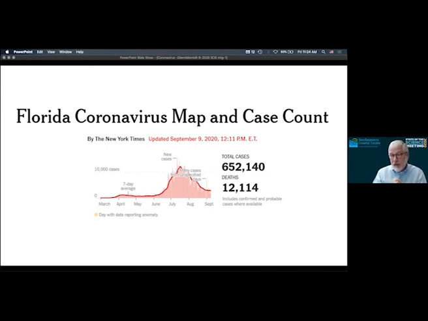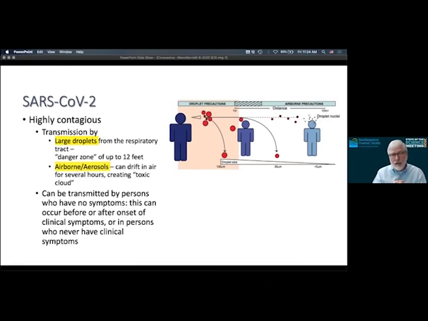So I think the point to be made from this is that we are not out of the woods. We still very much have a COVID-19 problem here in the state of Florida. Next slide. All right, let me talk a little bit about the virus.